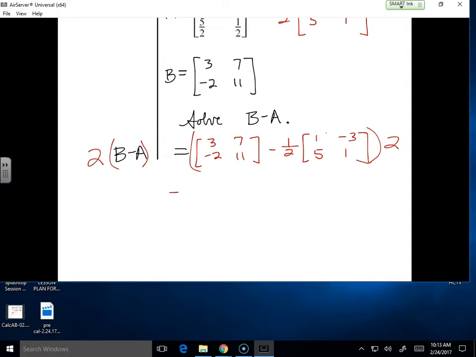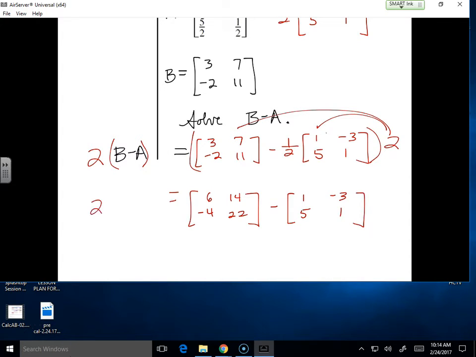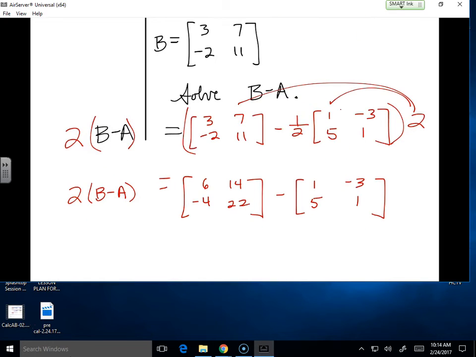Now what? You get 2 times this guy. Well, wait a minute. We can do 2 times a matrix, right? Yeah. Okay. What's going to happen as I do 2 times that matrix? 6, 14, -4, 22. Nice. What happens when I do 2 times that guy? It will be 1, 5, -3, 5, 1. And over here I have 2 times b minus a. We're basically delaying the inevitable of having to worry about the 1/2. And we're able to work with whole numbers for a little while. So whole numbers over here.